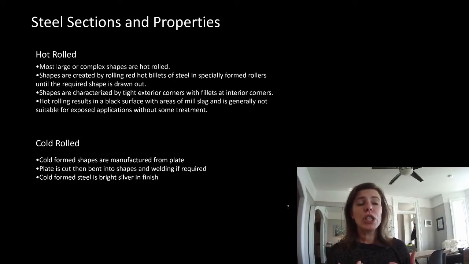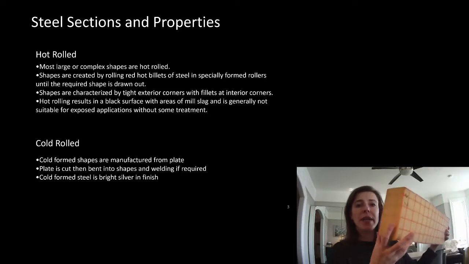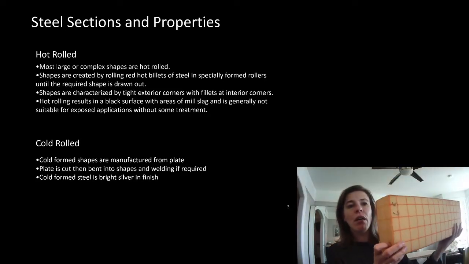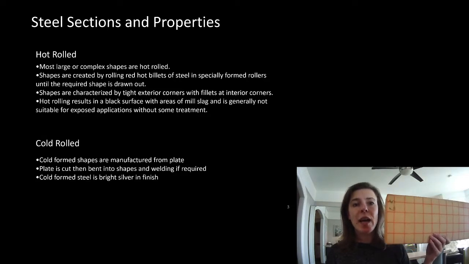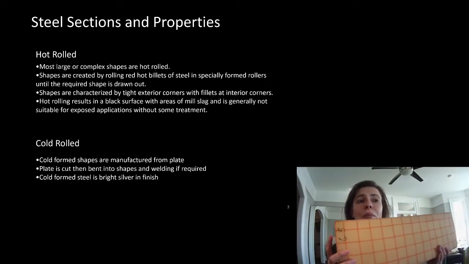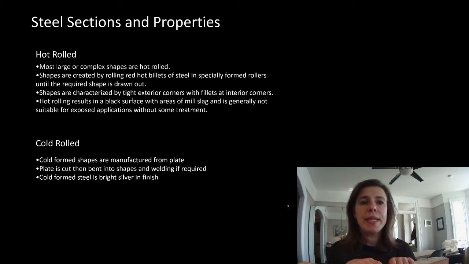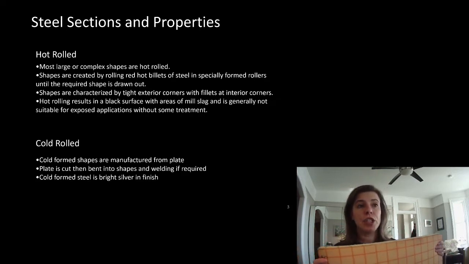So, large complex shapes are hot rolled. They start out basically in long sections that look like this. And we heat it up to red hot. We don't melt it, but you guys have heard me say before that heat lowers the capacity of steel, or it makes it less strong. So once it's heated up, we can make it more malleable. We can then roll it into the shape we want.